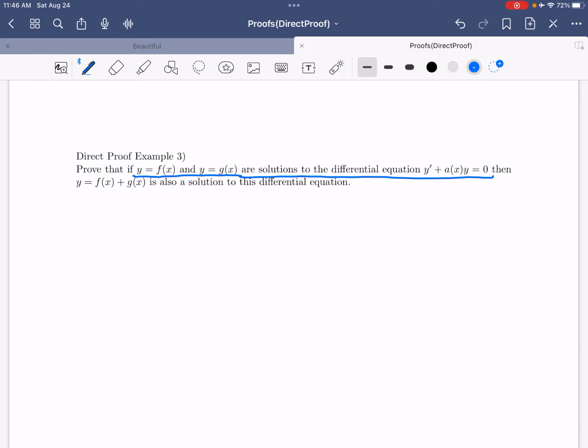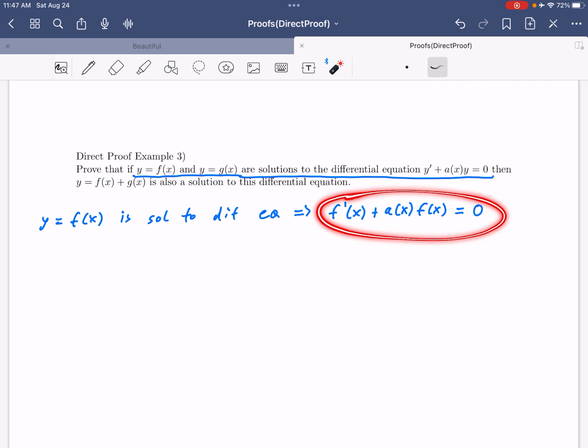So what this would tell us is that y equals f of x is a solution to the differential equation. What that means is if we plug in that f of x for y, we get an identity. So we would know that f prime of x plus a of x times f of x is equal to 0. So we get an identity. We know that this is always true.